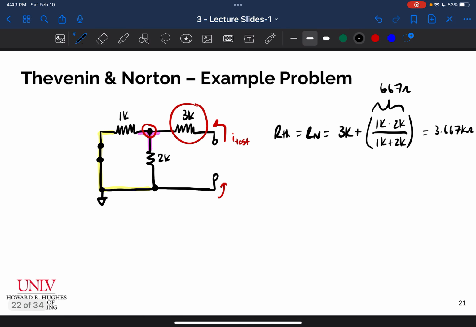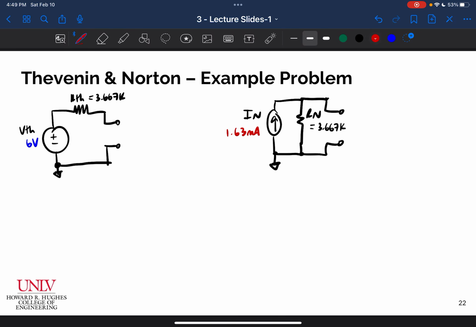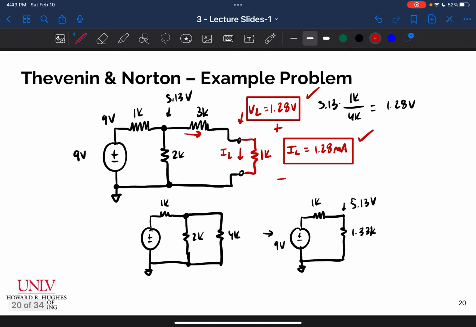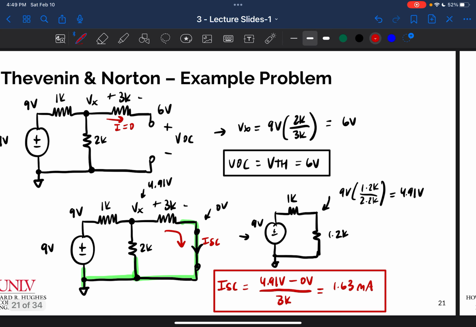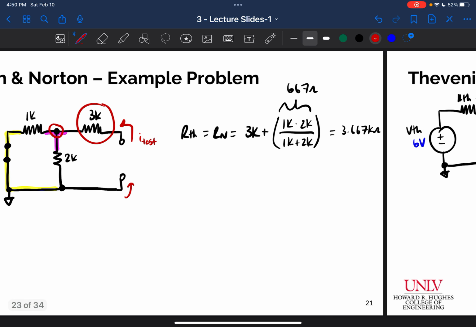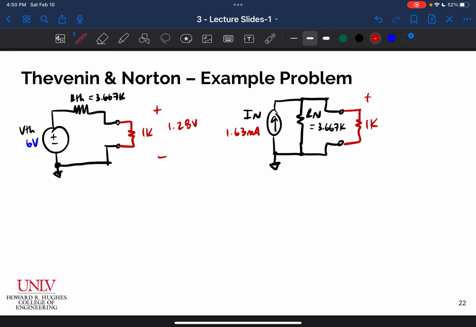So I've got everything I need to plug my load back in, and I'm going to go ahead and put it right here, 1K, and I'll put it right here as well. And what did I expect from the first slide? I expect that my voltage in both cases should be 1.28 volts. If you don't remember, I'll go back real quick. 1.28 volts, and my current should be 1.28 milliamps as a result, because it's a 1K resistor. So let's go ahead and just make sure that that is the case.